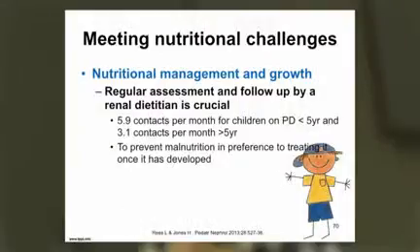Regular assessment and follow-up by a renal dietitian is crucial, and they've actually found that it should be around 6 contacts per month for a child on peritoneal dialysis who is less than 5 years of age. I don't know where they get all the pediatric renal dietitians. And then 3 contacts if you're older than 5 years, in order to prevent malnutrition, in preference to treating it once it has developed. So the whole aim should be that we try to prevent malnutrition from happening and not wait until it has happened.